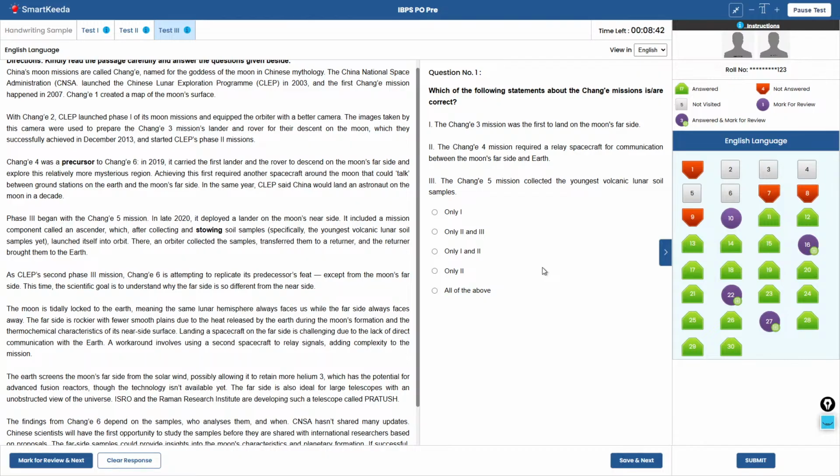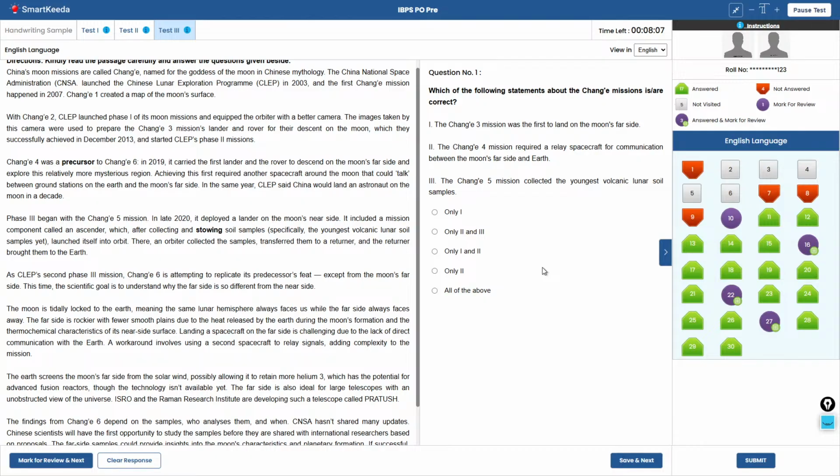Chang'e 4 was a precursor to Chang'e 6 in 2019. It carried the first lander and rover to descend on the moon's far side and explored the relatively more mysterious region. Achieving this first required another spaceship around the moon that could relay between the ground station on Earth and the moon's far side. The same year, China announced it would land an astronaut on the moon in a decade.